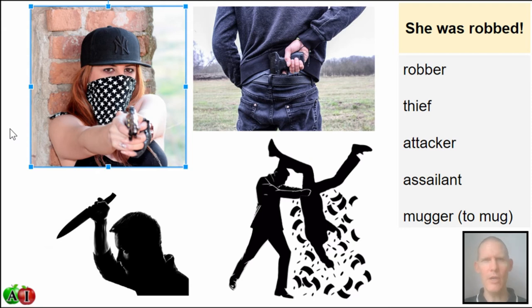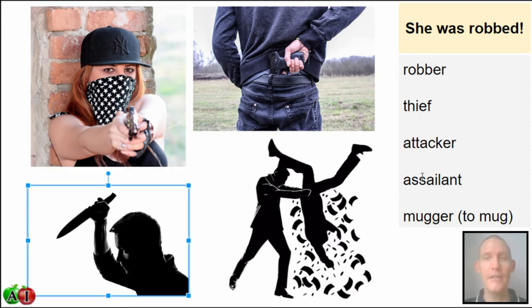What? Give me all your money? This guy is an assailant or an attacker, maybe a robber or a thief or a mugger. He's using a knife to threaten someone, right? Or maybe the person's not giving their money and he's going to stab them. Stab means to take a knife and stick it in someone.